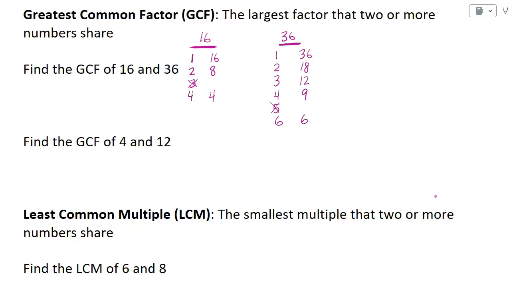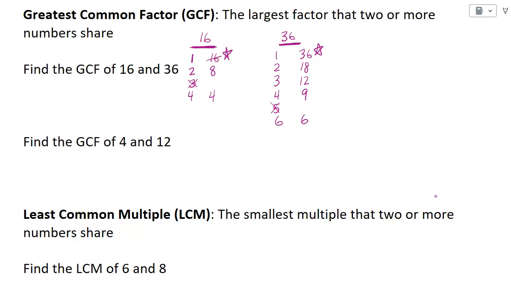And so all we have to do now is look and figure out what is the greatest common factor of 16 and 36. What is the largest number that they both share? So I'm going to start from the largest of these factors of each number and work my way down. So I'll start with 16. Does 16 also divide evenly into 36? I'm looking at the other list. No, it does not, so that's out.